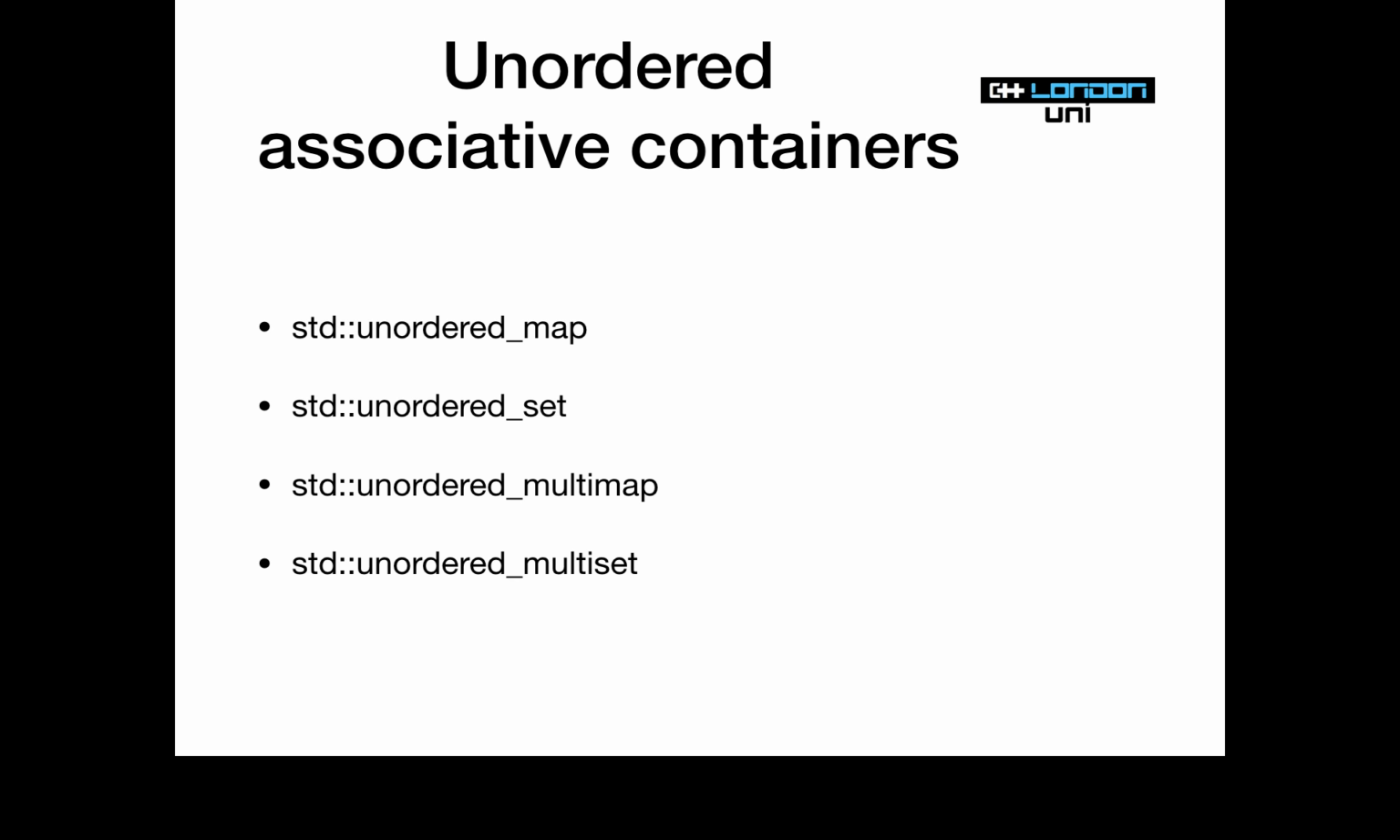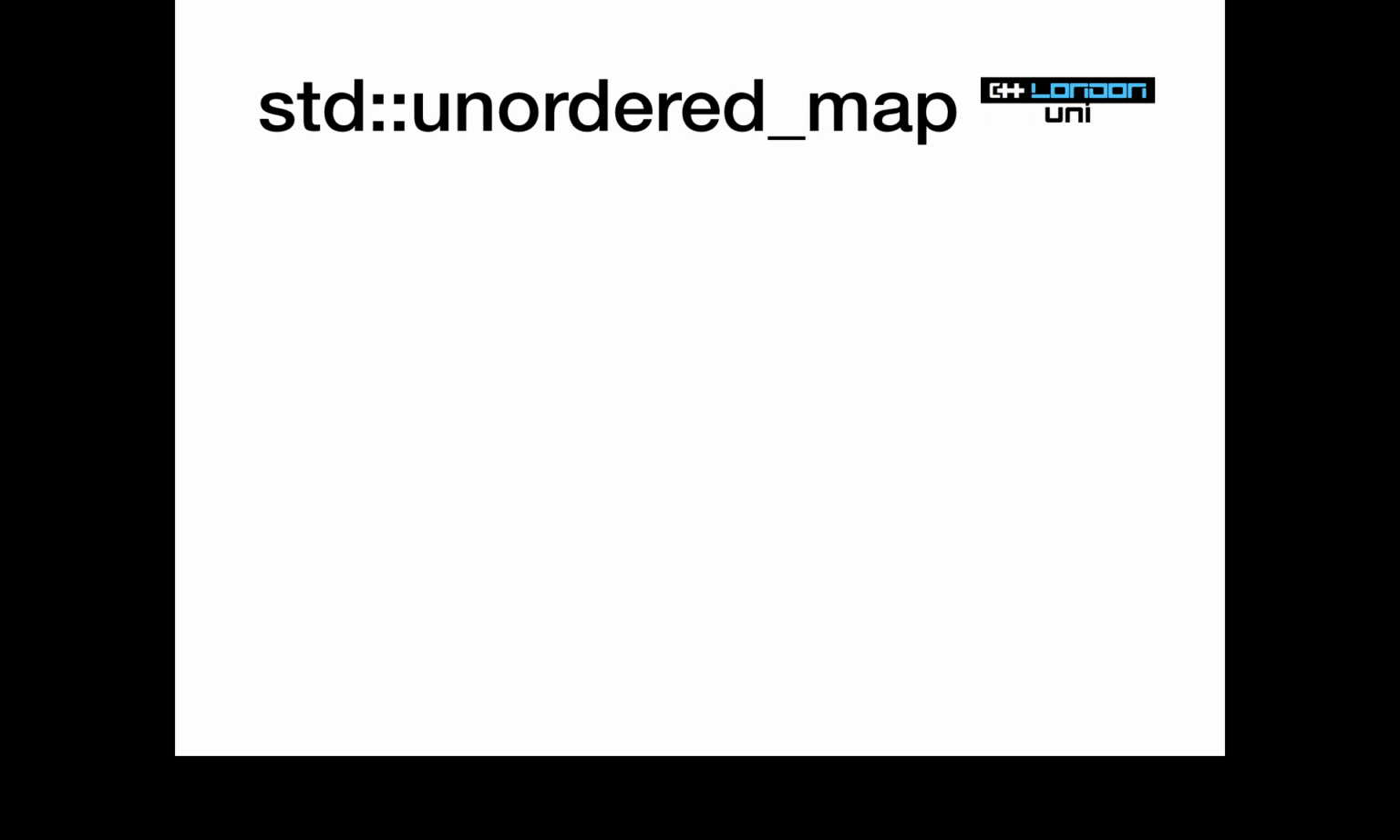What are these then? Well, the one that is used most often is standard unordered map. And this is the C++ standard library's version of a hash table. So again, pretty much every language that you will use, the standard library for every language, will have some notion of a hash table. I don't know why they called it unordered map and not hash map. They really should have, but there we are.